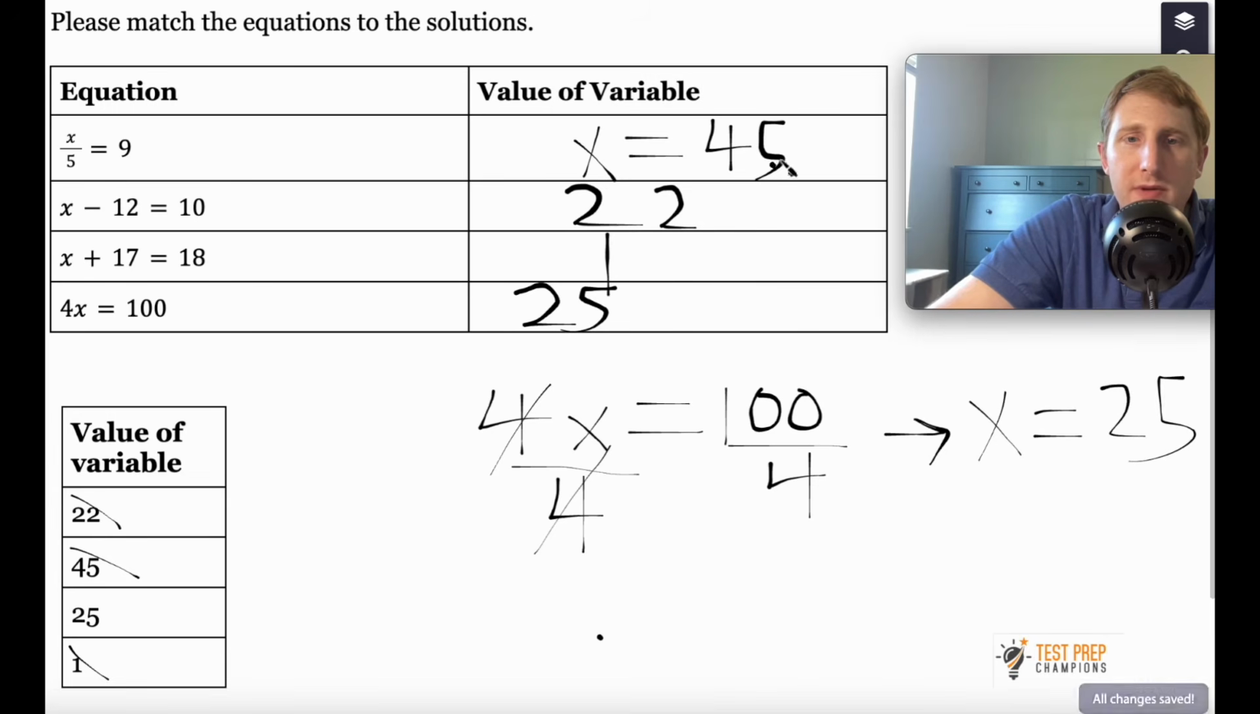So the answers should be 45, 22, 1, and 25. If you got these right, great work. If you had trouble with this, absolutely no worries. Great work for sticking with it. Hopefully this makes sense now.